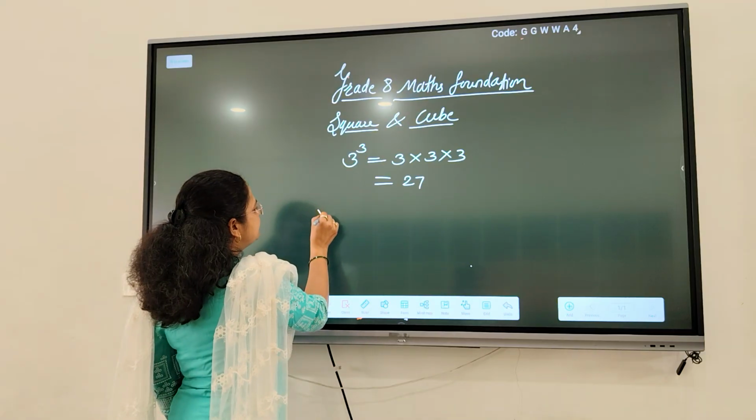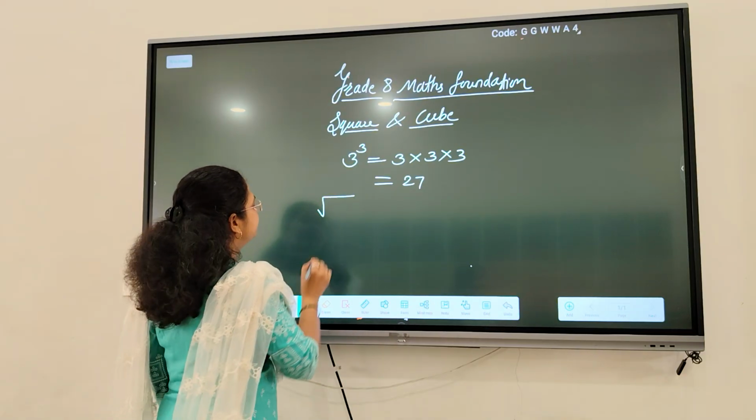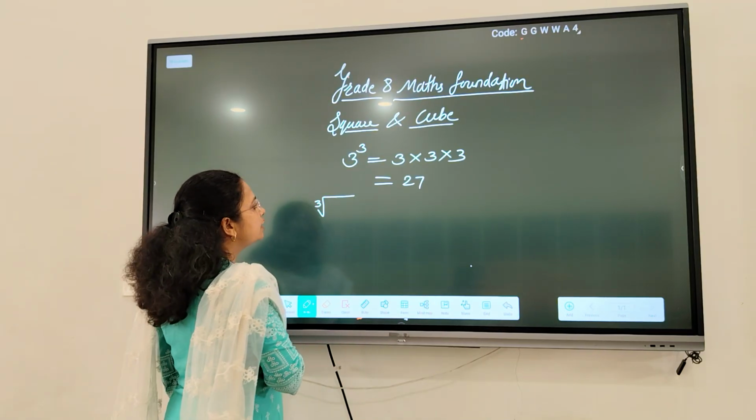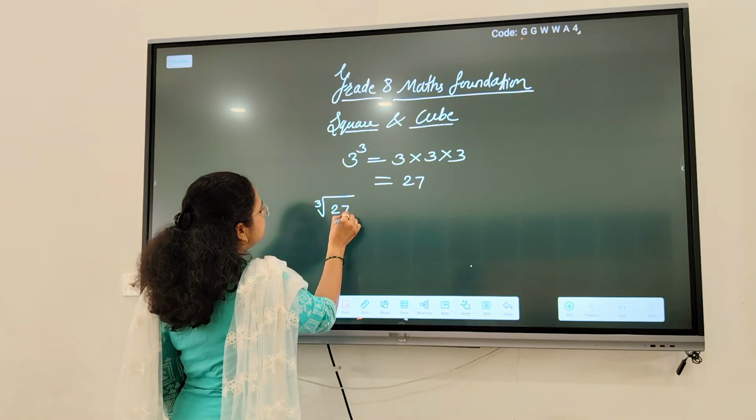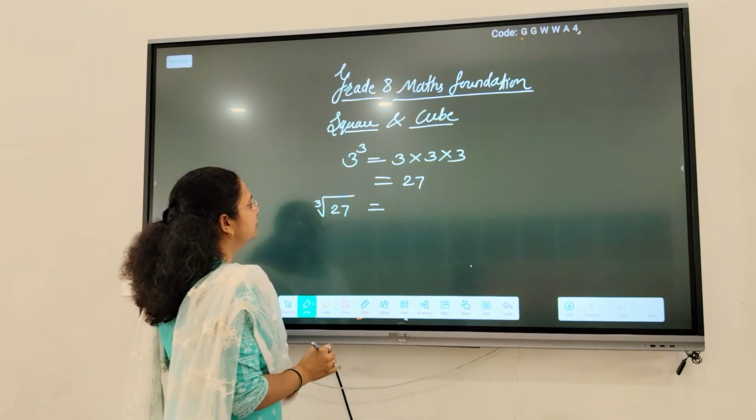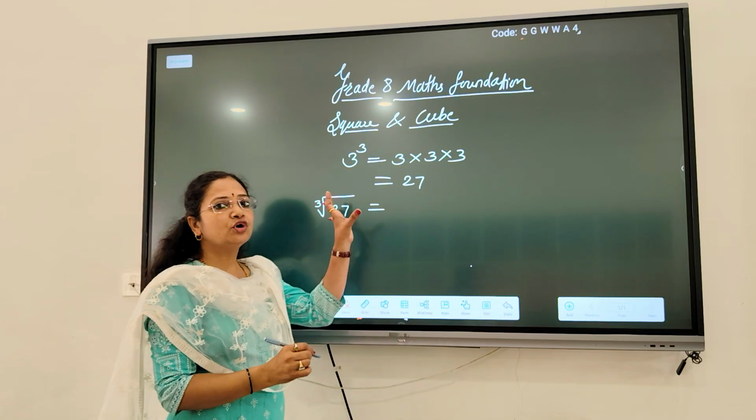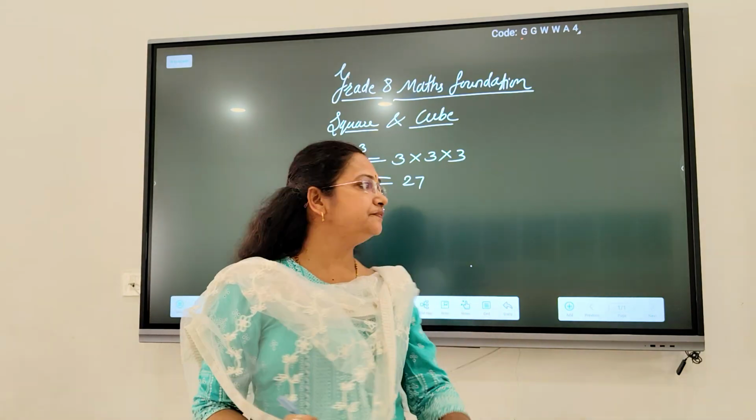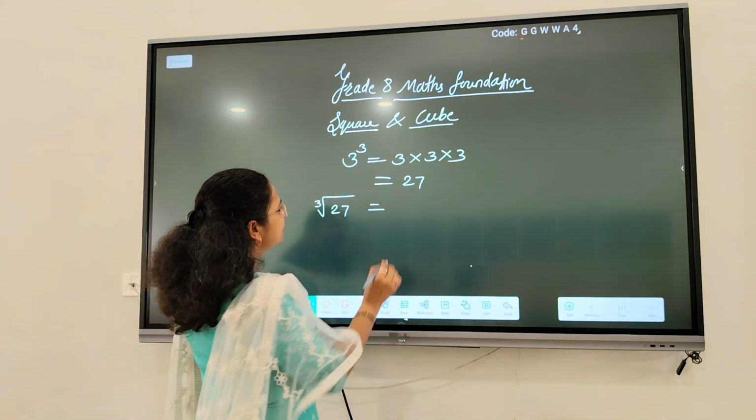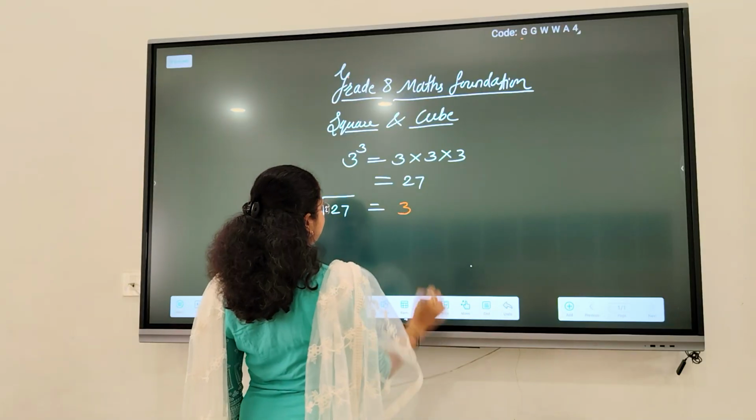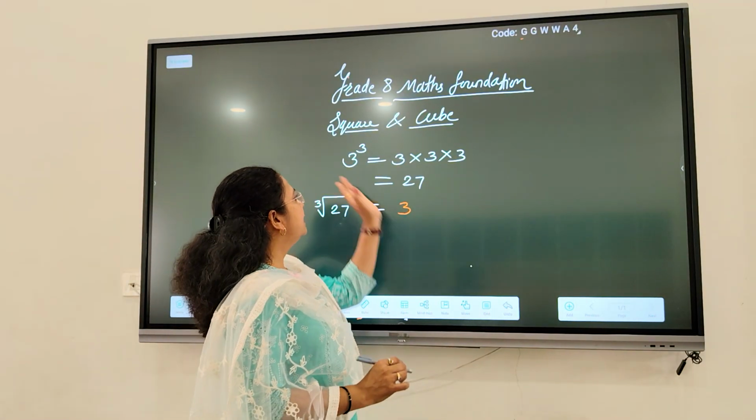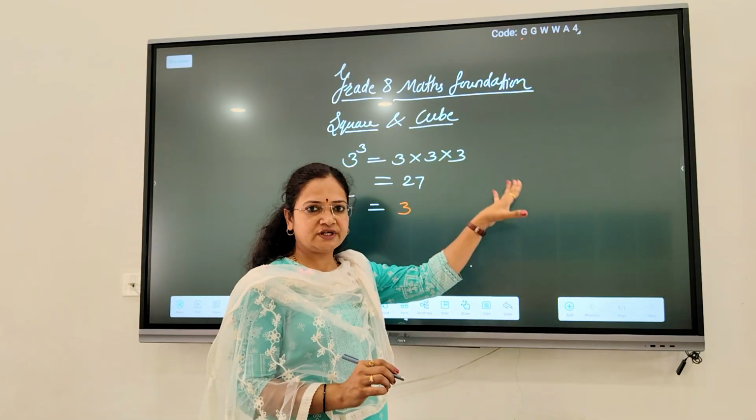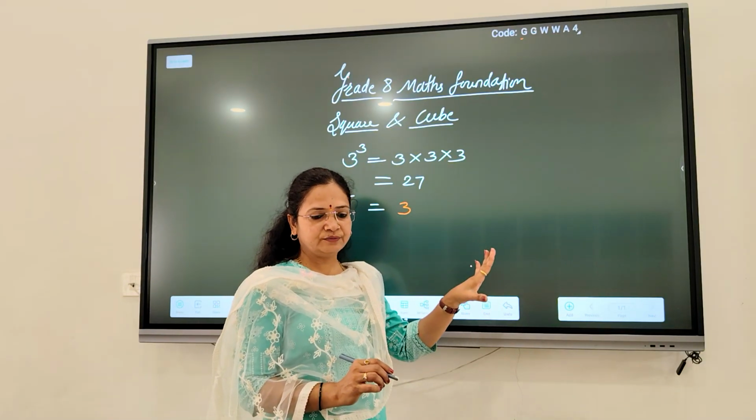And in radical sign, this is the radical sign, and this is the order of the radical. The cube root of 27 equals, it means cube root of 27. So what will be the answer? It will be 3. Cube root of 27 is 3 and cube of 3 is 27. Understood?